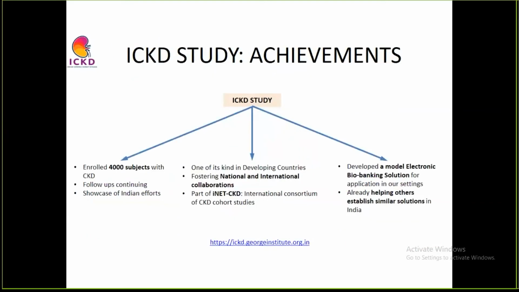The ICKD study has enrolled 2,000 subjects across 11 centers. Follow-ups are still continuing. It is a national resource created by DBT. DBT has completely funded all activities at all 11 centers. It's one of its kind in developing countries. It's a part of the international network on chronic kidney disease. The data generated has become a resource for deciding policy and intervention.